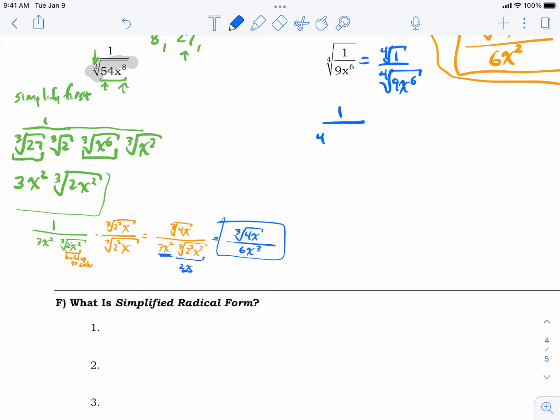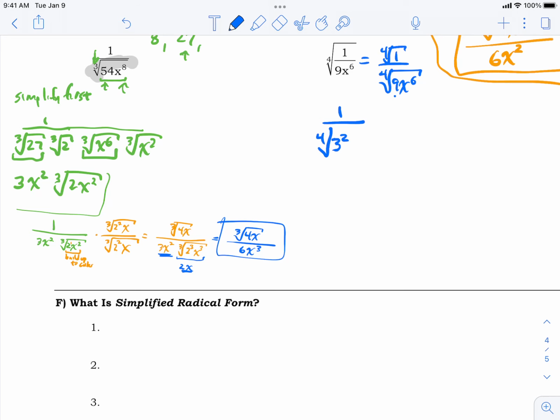The bottom is going to be the fourth root of... Now, 9. I'm going to think of that as a 3 squared. Save me a little work. Because we're going to have to build up to a fourth power.